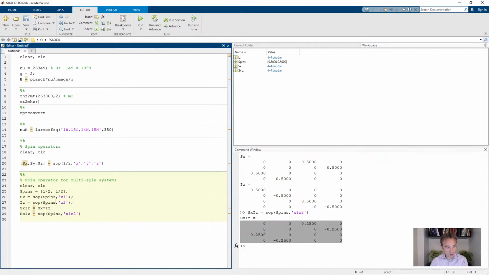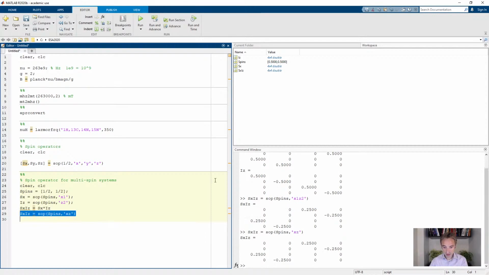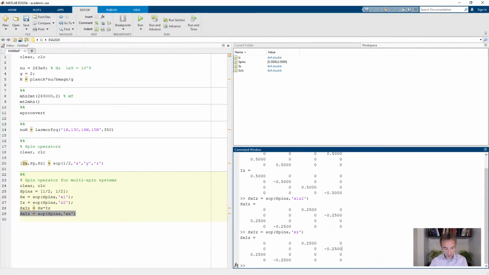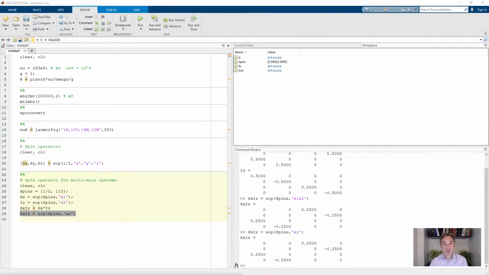Since there are two spins only and there's only two Cartesian coordinates that you're giving here, you can also drop those and just say XZ, and that should give the same result. If you press F9 again, yes, we get the same operator. So this is how spin operators work.